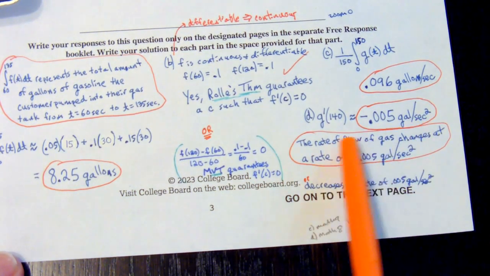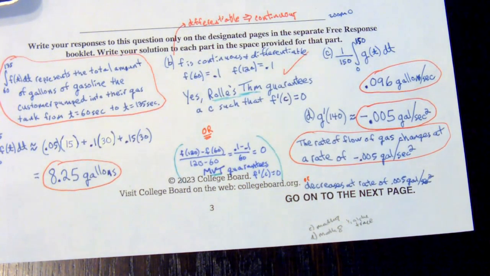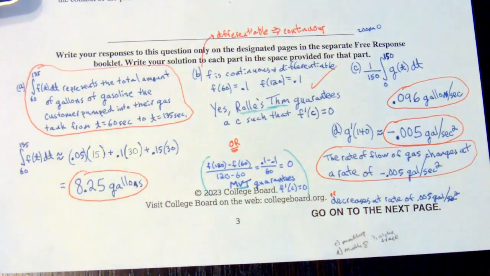And then it asks us to interpret that. So the rate of flow of the gas changes at that rate, or you can say it decreases at that rate of 0.005 gallons per second squared. But make sure you practice the calculator stuff there with C and D, and nice little problem right there.